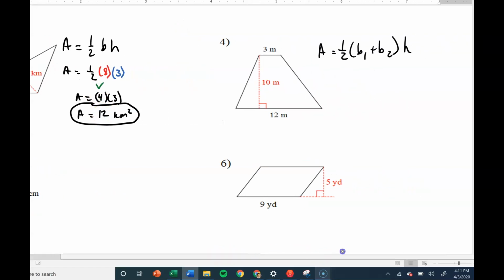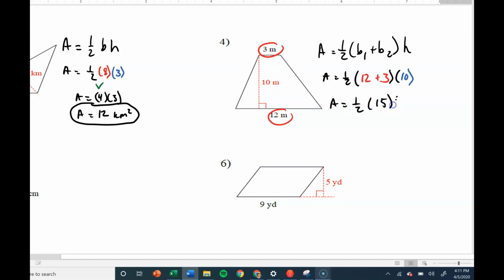All right. The last one's kind of tricky. It's the trapezoid. So it's 1/2. Still base times height, but notice there are 2 bases. So it's 1/2 base 1 plus base 2 times height. So our area is equal to 1/2 of our bases being 12 and 3, 12 plus 3, and then times our height of 10. And now area is equal to 1/2 of 15 times 10. Because that's what 12 plus 3 was.